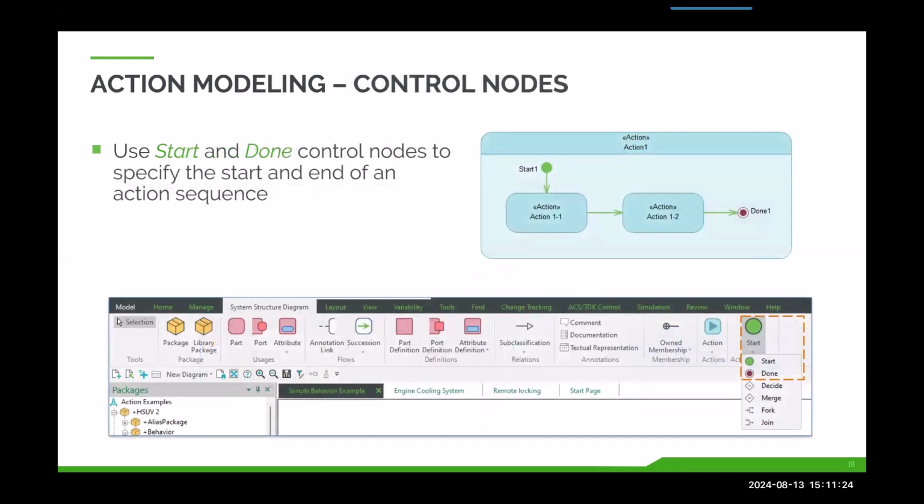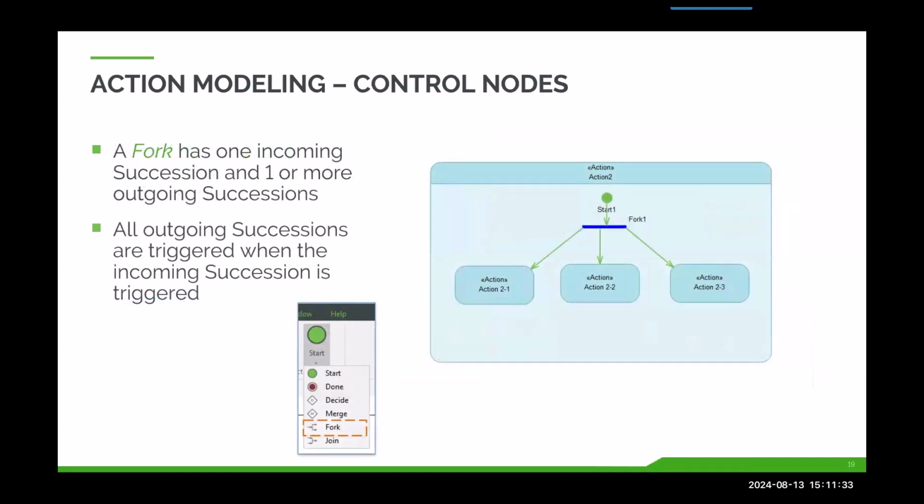Pretty straightforward. We have start and done nodes. This obviously specifies the start and the end of the action sequence. We have logical operators. There's a fork, and there's different types of these. They control really the timing and the flow of different paths through these gates. In this case, when the start is initiated, all outgoing successions are triggered. So all three get started straight away.